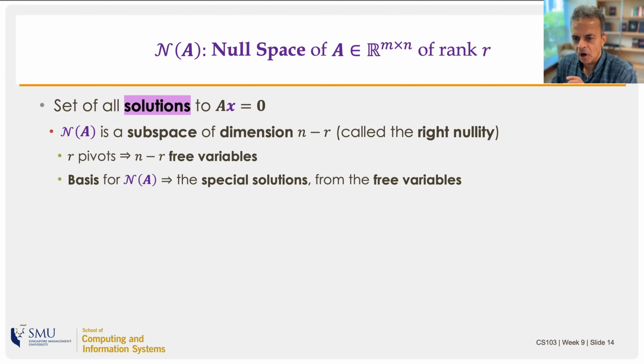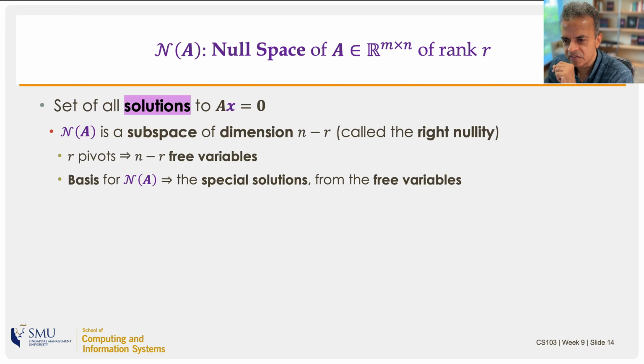So rank is r, n is the total number of columns. So the rank plus nullity is going to be the number of columns. And what is rank? Rank is the dimension of the column space. So the dimension of the column space plus nullity is the number of columns. So it's just another way of saying it.